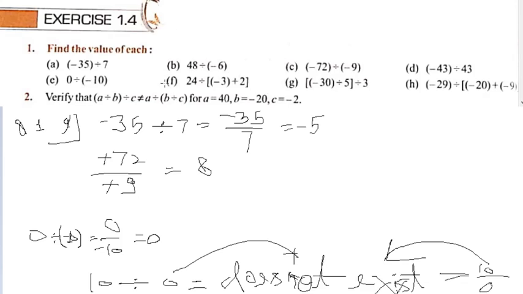Okay, now next, F part: 24 divided by minus 3 plus 2. According to the BODMAS rule, this is a problem of simplification. How can you do this problem? First you solve the bracket. See how we can do this question.